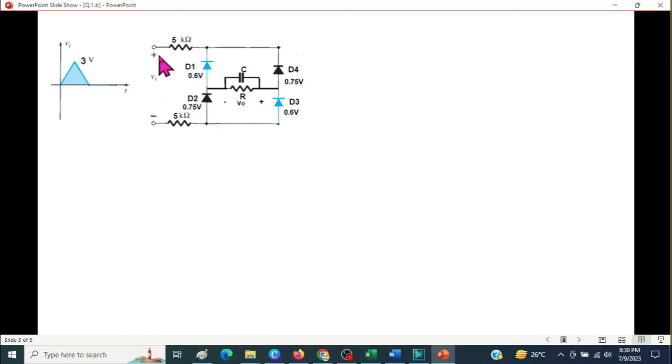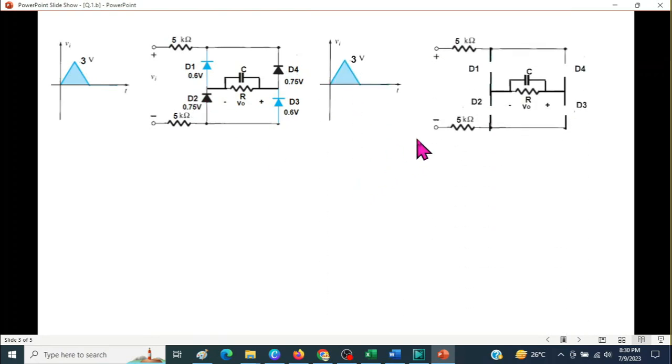And since top is positive, this will be reverse bias because the positive is touching the negative of the diode. Similarly, negative touching positive of the diode, and negative touching positive of the diode. So all four diodes will be reverse bias for the positive half cycle, and so we can show it by open circuit. And you can see that no current can flow through this circuit because everything is open.